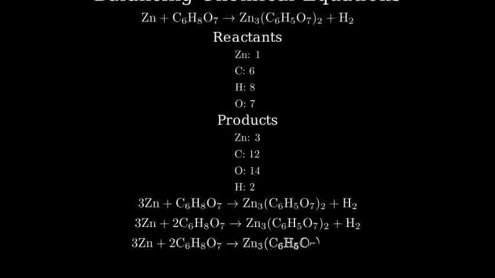Now look at the hydrogen atoms. With 2 citric acids, there are 16 hydrogen atoms on the reactant side. We can balance out those hydrogens on the product side by adding a coefficient of 8 to molecular hydrogen.